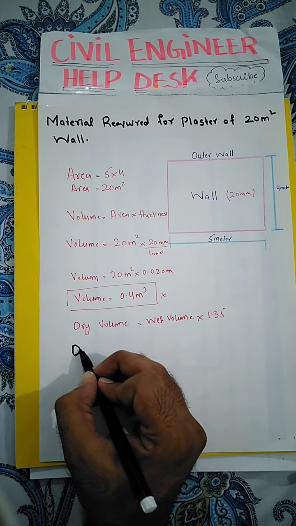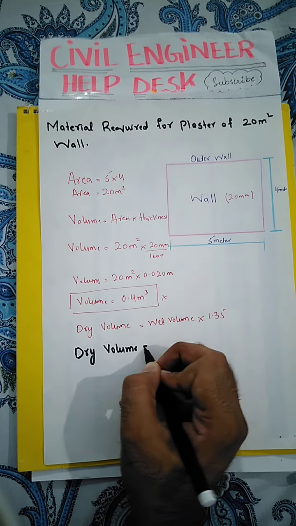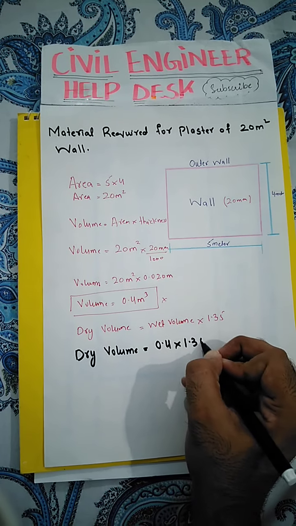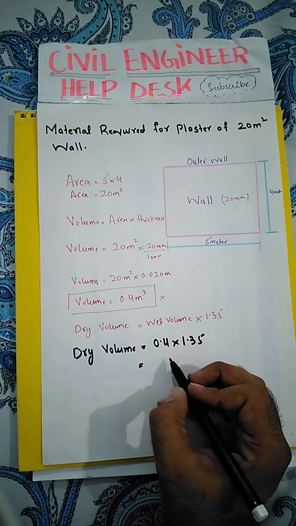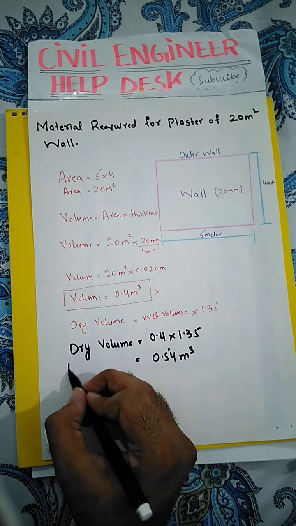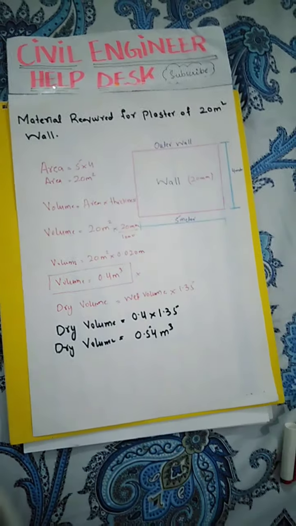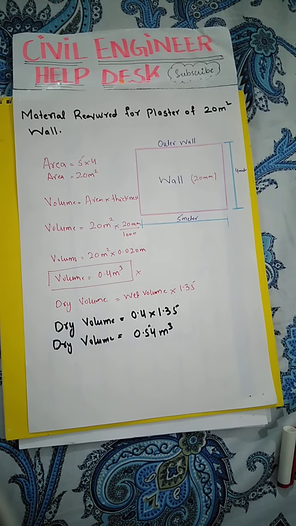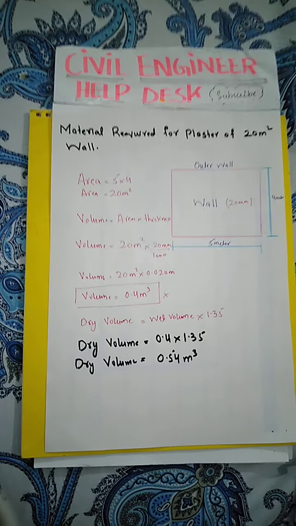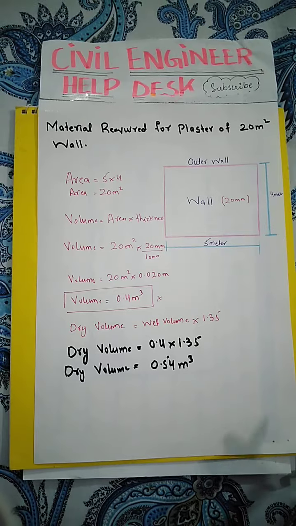So dry volume is equal to wet volume, which is 0.4 multiplied by ratio 1.35. After multiplying, we get 0.54 cubic meter. It means the material required for 20 square meter wall is 0.54 cubic meter. Now we will calculate how much cement bag and how much sand will be required for this purpose.